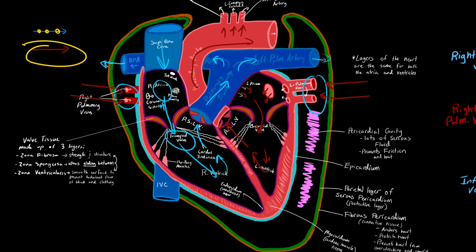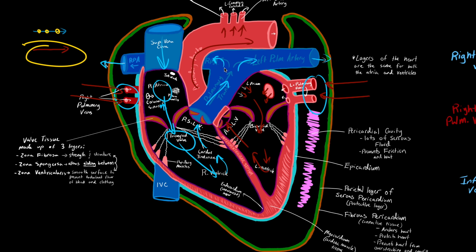The right ventricle will then contract, which will send blood through the pulmonary semilunar valve and into the pulmonary artery. Okay, and this pulmonary artery actually splits into the right and left pulmonary artery, which sends blood into the left and right lungs.